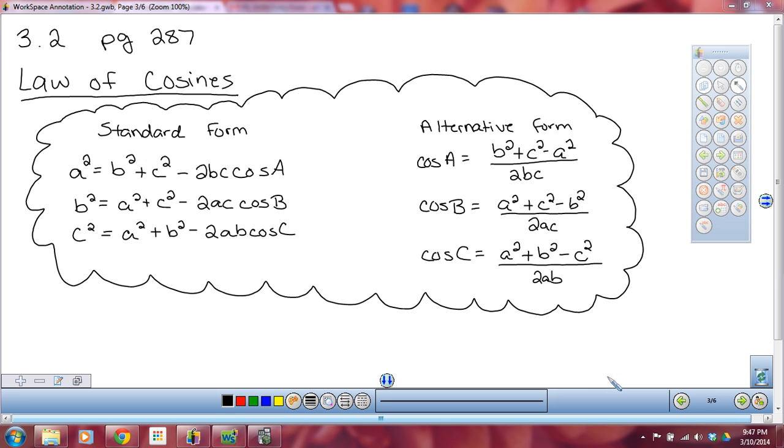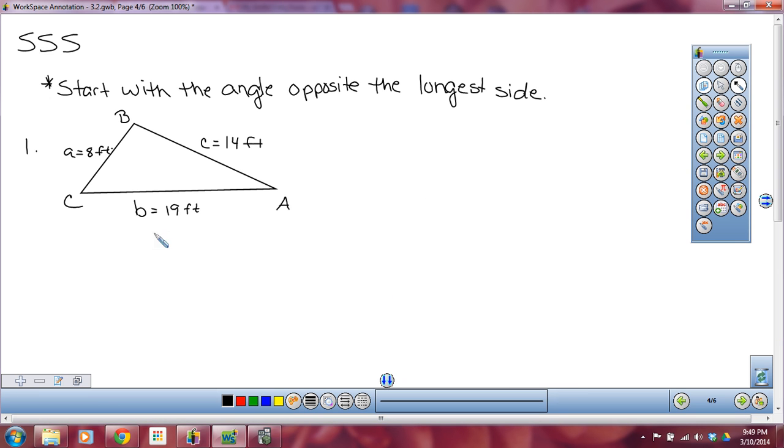So what we're going to start off with is them giving you three sides of a triangle. All right. So we're going to start with the side, side, side. Now, the important thing to remember here is when they give you three sides, start with the angle that's opposite the largest or the longest side.